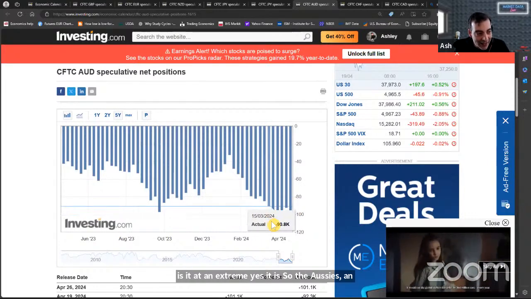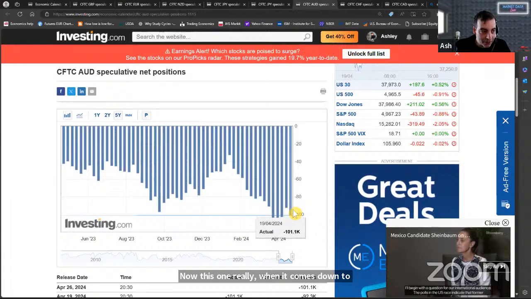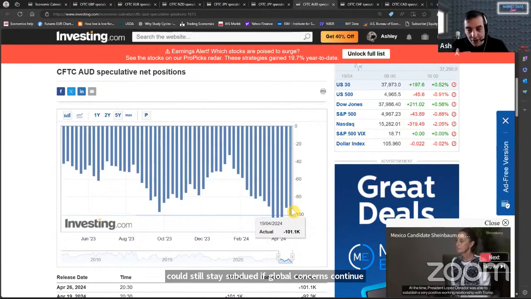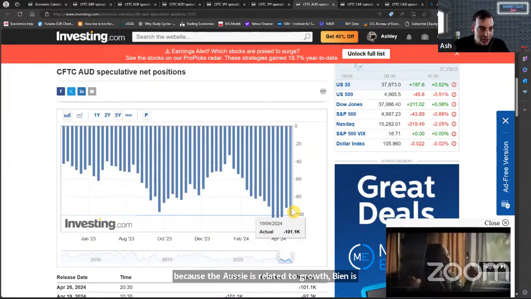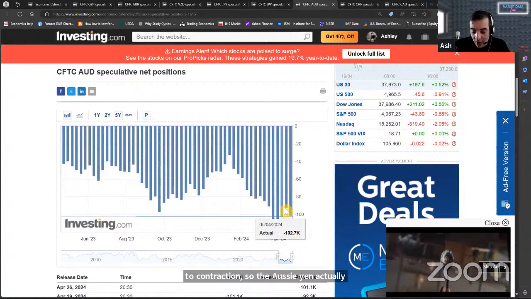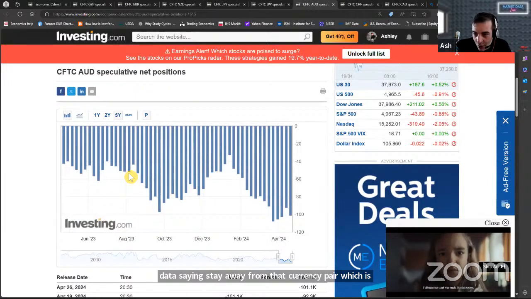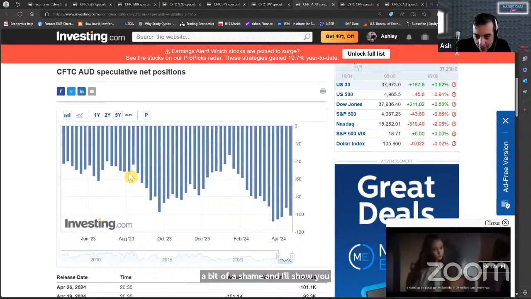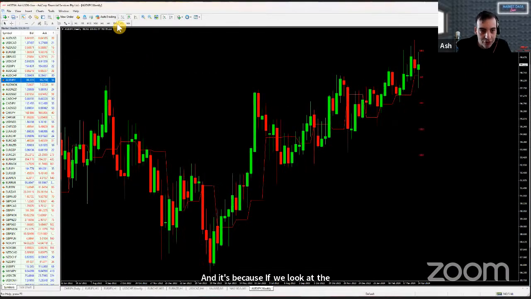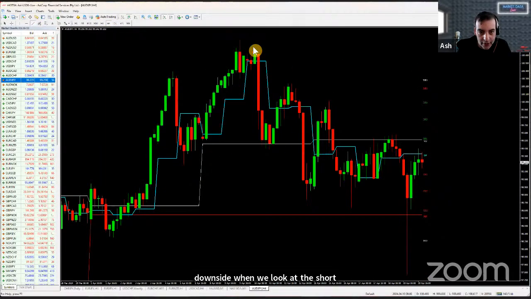Now, this one really could still stay subdued if global concerns continue, because the Aussie is related to growth, the yen is related to contraction. So the Aussie yen, the COT data saying stay away from that currency pair, which is a bit of a shame, and I'll show you why. It's because if we look at the Aussie yen as a pair, technically, it's actually really attractive for some downside when we look at the short-term timeframes here.